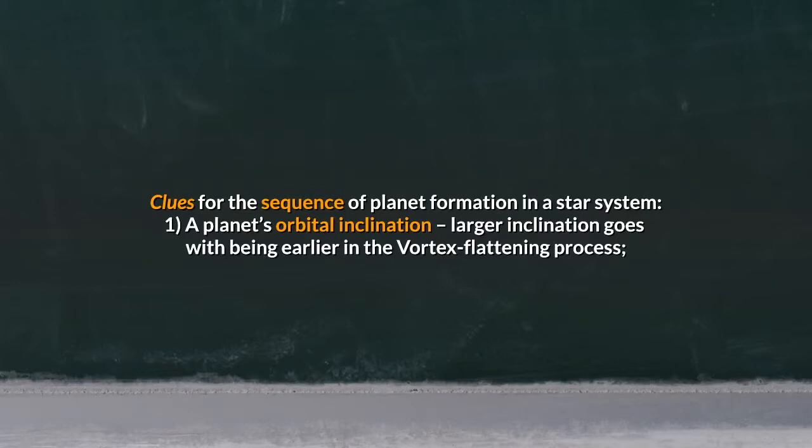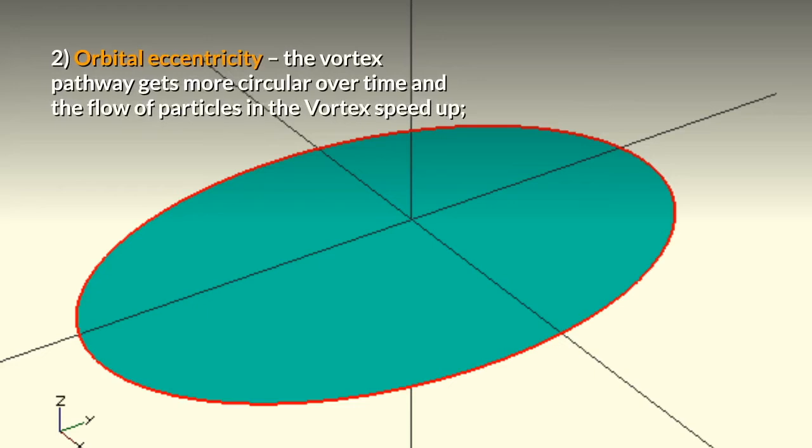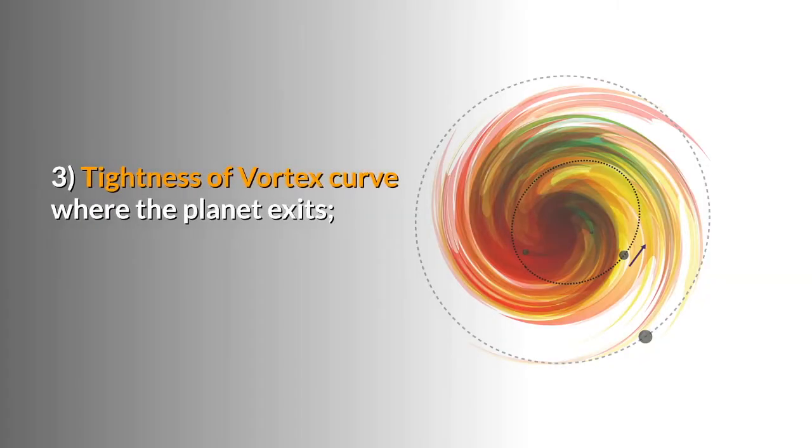1. A planet's orbital inclination. Larger inclination goes with being earlier in the vortex flattening process. For example, Venus has an orbital inclination of 3.4 degrees. It exited the parent vortex when it was still thick. 2. Orbital eccentricity. The vortex pathway gets more circular over time and the flow of particles in the vortex speeds up. 3. Tightness of vortex curve where the planet exits.